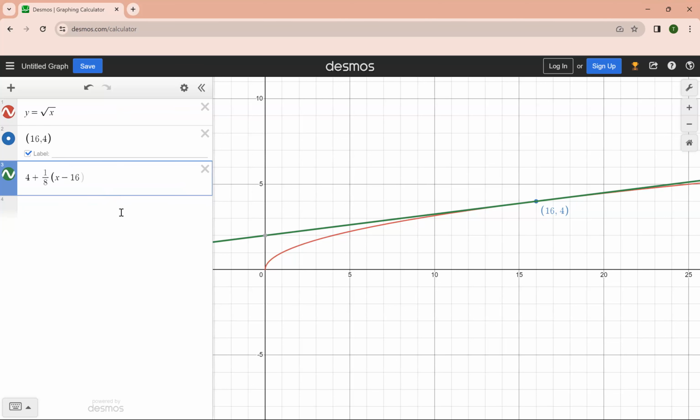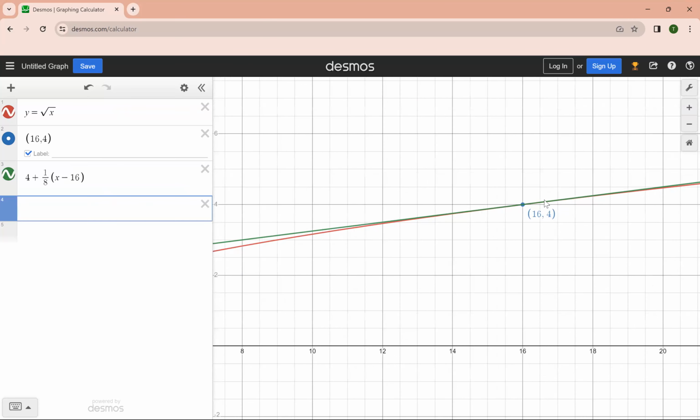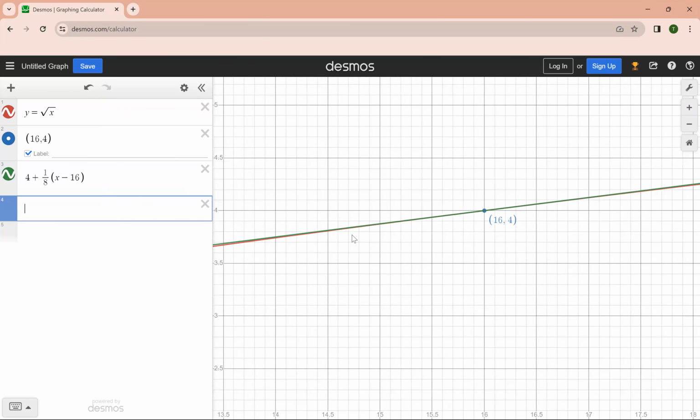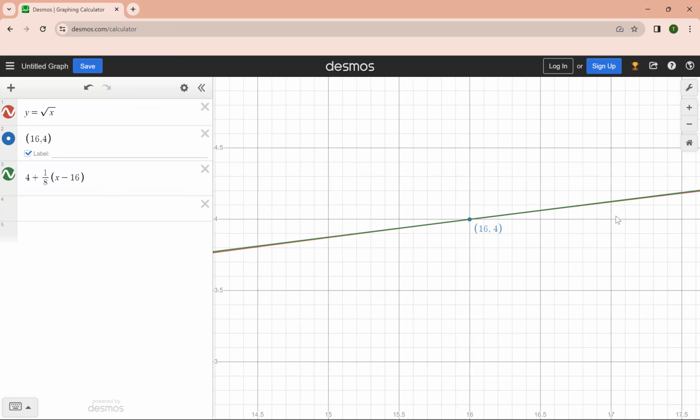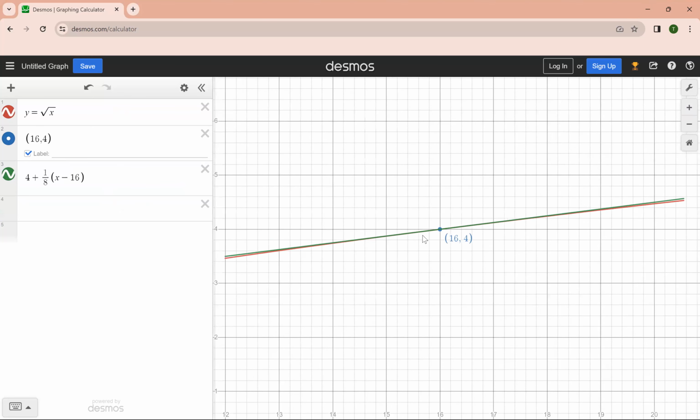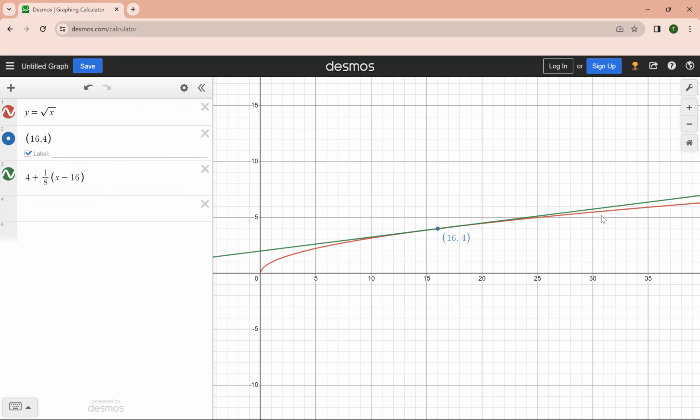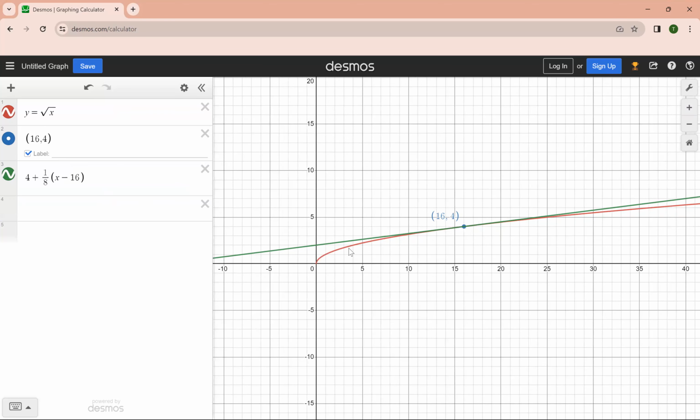So if we zoom in here, it kind of looks like they're the same, doesn't it? Like they're right on top of each other. But if we zoom out, we'd see that eventually there's a gap, right? So the idea here is that the linear approximation is only good nearby. Only good nearby. Okay, and you would kind of believe that here.